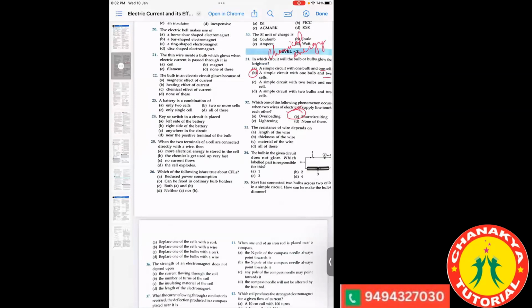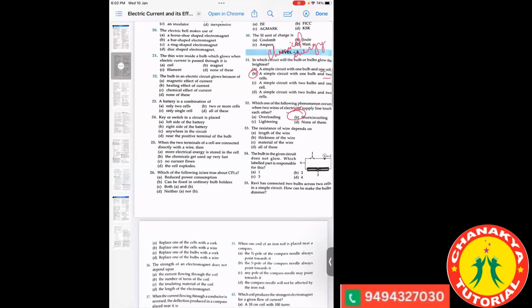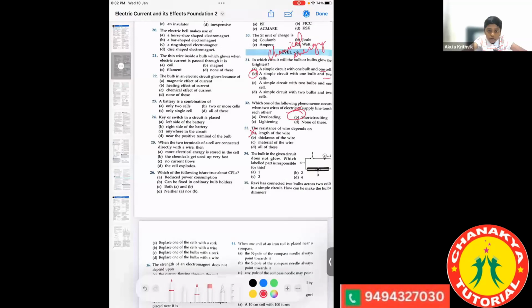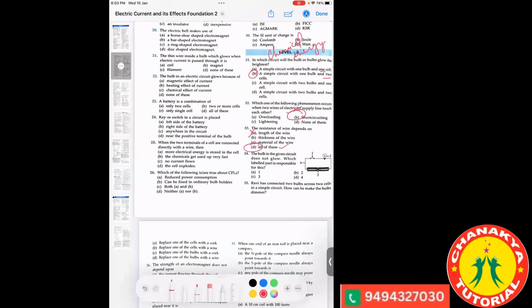Okay, Ashwin, go for 33. The resistance of wires depends on... Ma'am, option A, length of the wire. No. Kritvik, according to you, what should be the answer? All of these. Yeah, all of these. When we talk about the resistance of the wire, it depends on the length, on the thickness, and also on the material we are using. It should be a conductor, not an insulator. So the answer is D.